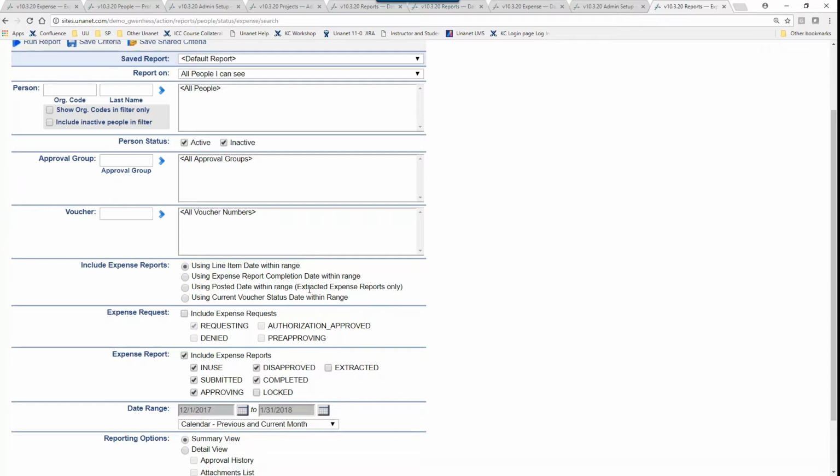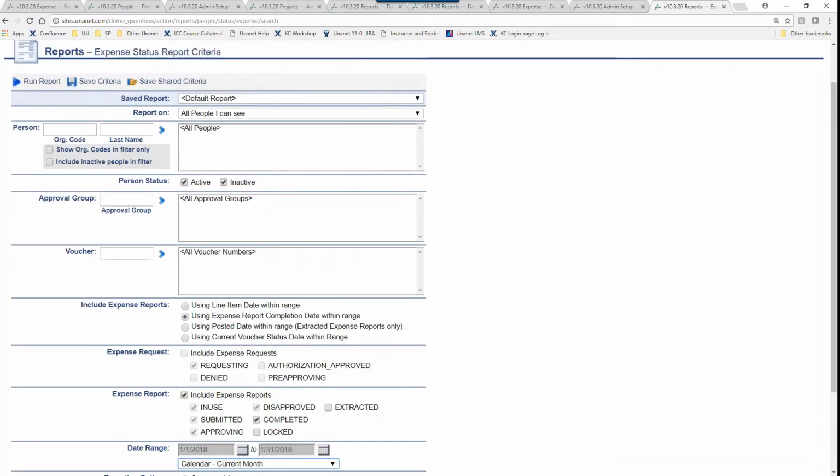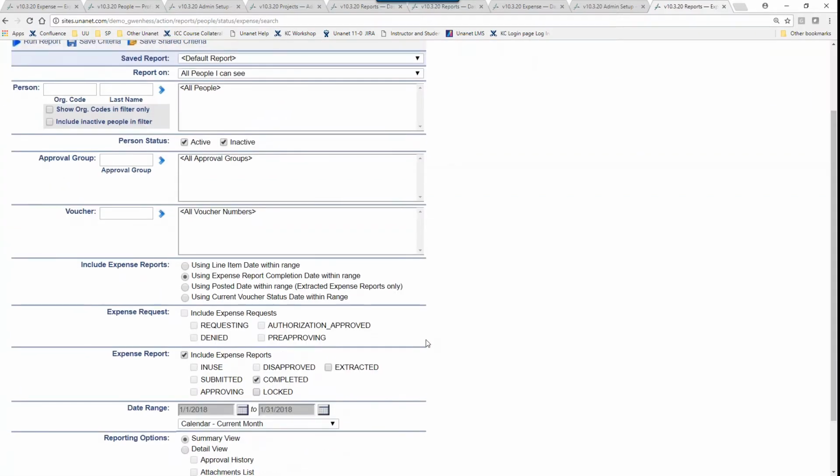Because if I'm not cognizant of the meanings of these different radio buttons, I could very well come in here and not have anything returned. So for example, let's say that I had left this as the default of using expense report within completion range. And I said, I'm just interested in looking at the current month. And I run this report, and I didn't find anything. Okay, well, maybe that expense report was for last month.